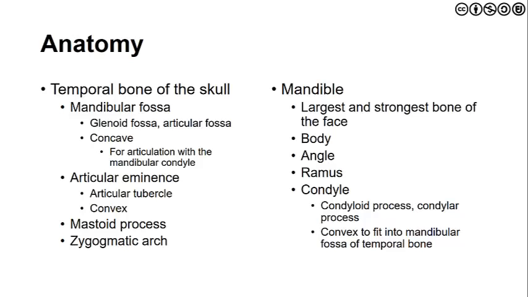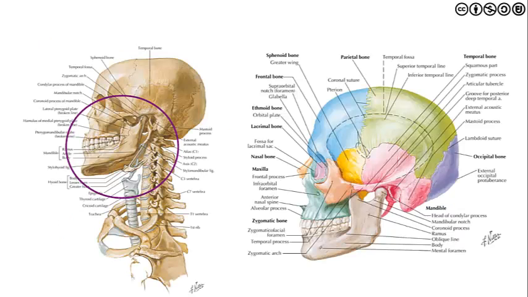On the lower portion of the TMJ, here we see the mandible, and this is the largest and strongest bone of the face. It consists of a body and angle, the mandibular angle, that then leads into the rami and the condyle itself. The condyle then is going to articulate with the mandibular fossa of the temporal bone, and it's convex in shape. And so here we see kind of that illustrated.